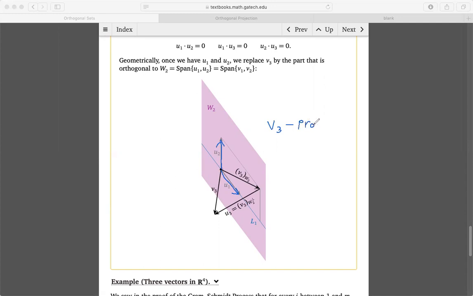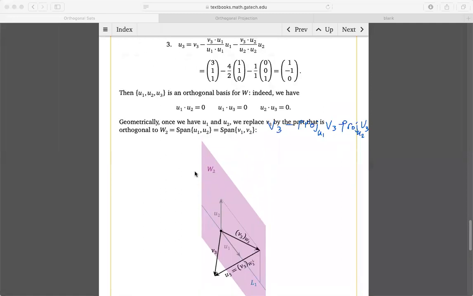One is the projection of v3 in the direction of u1, and then the other thing is the projection of v3 in the direction of u2. We need to subtract off both of those. And that's exactly what the Gram-Schmidt process tells us to do.